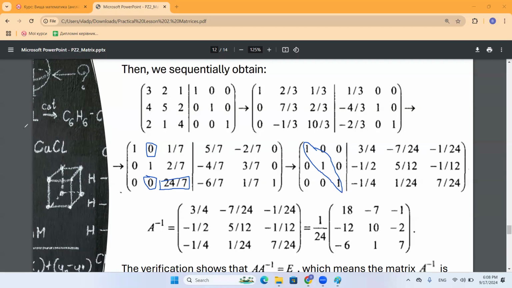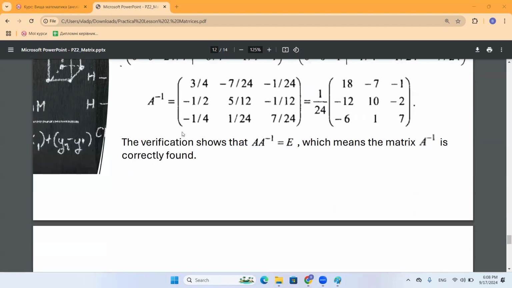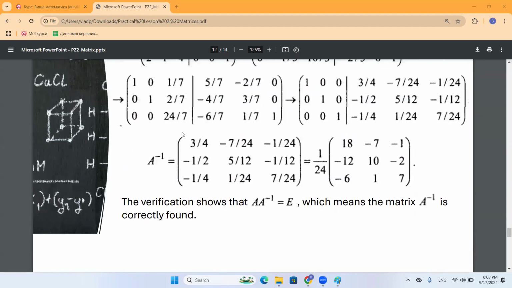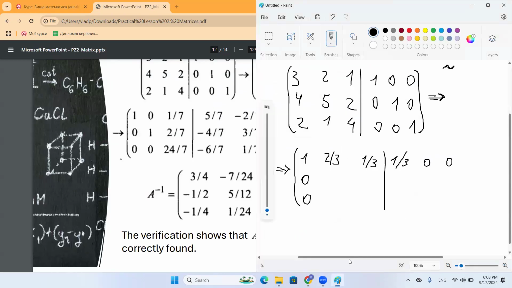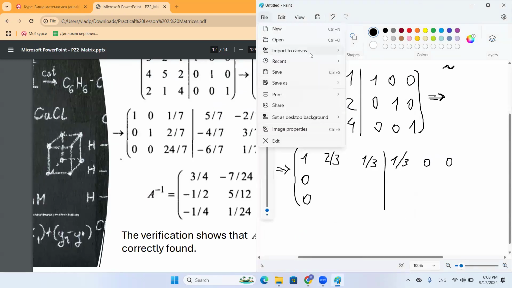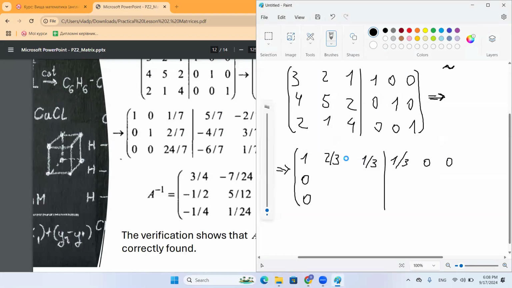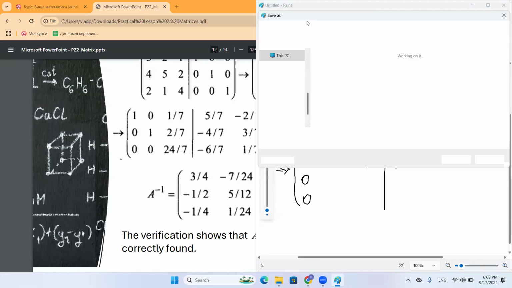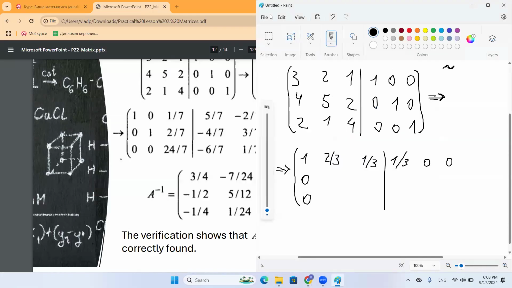And now let's verify that this matrix is the inverse, because without verification you won't be sure that the result is correct. So let's calculate together in Paint.